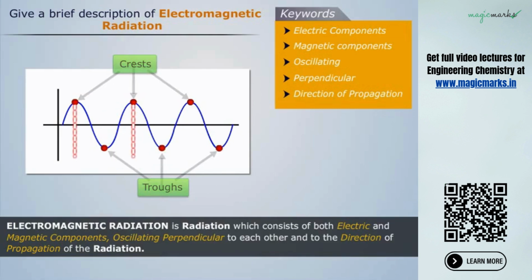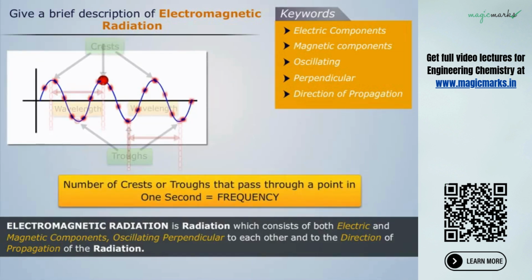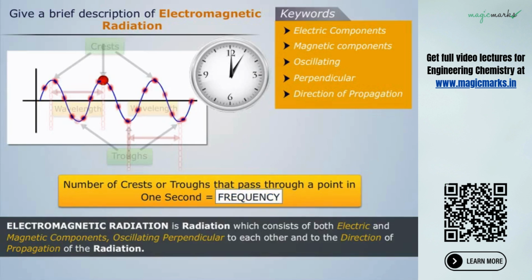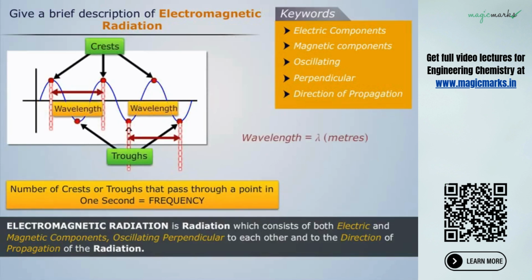The distance between any two successive crests or troughs is called the wavelength of the electromagnetic wave. And the number of crests or troughs that pass through a point in 1 second is called its frequency. Wavelength is represented by lambda and is measured in meters, while frequency is represented by lowercase f and measured in hertz or cycles per second.